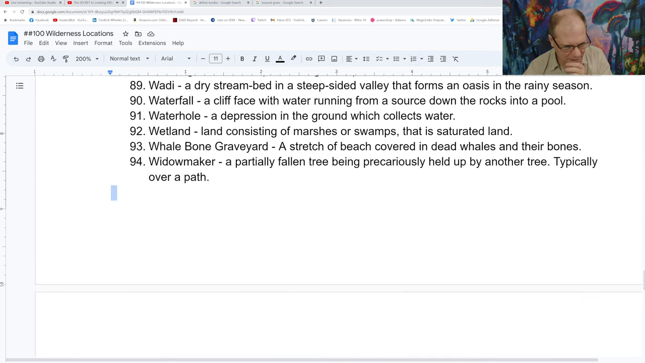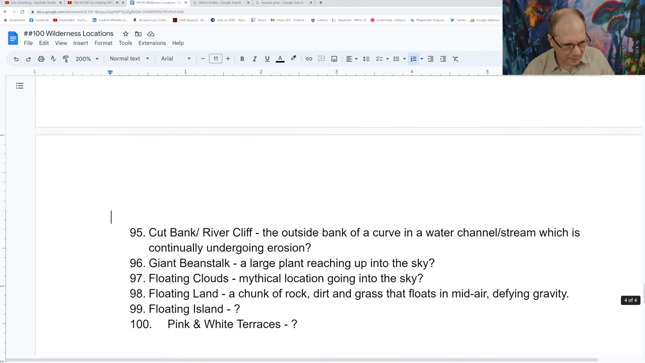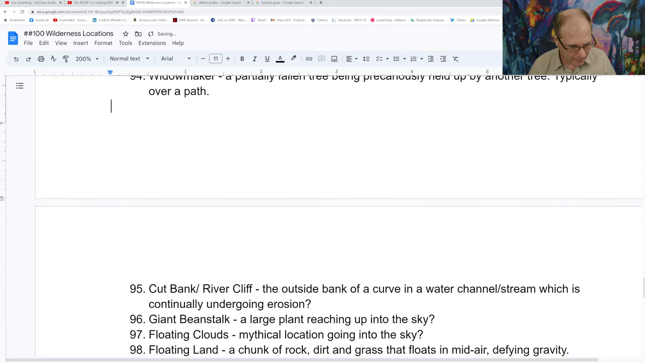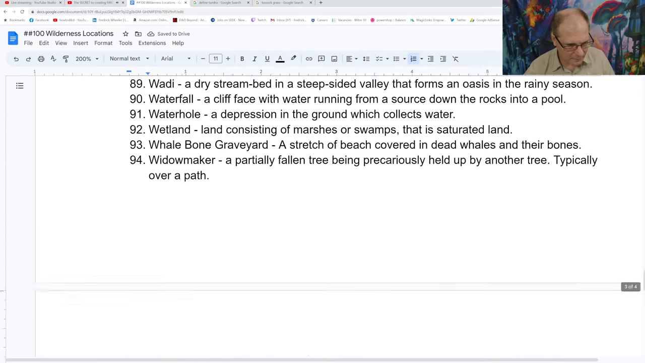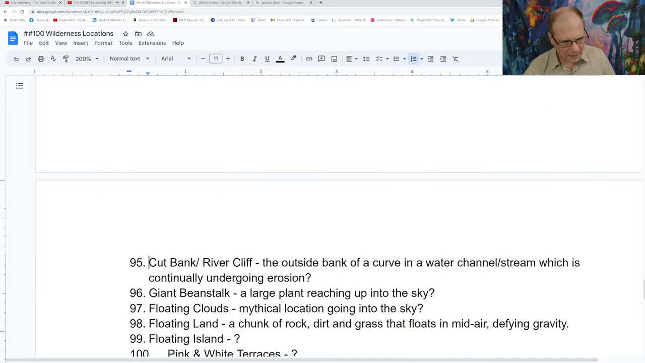Okay, so there's a space here. And we don't want to have a space there. We want to have this all linked. And I think it is now up to there. Cutback bank, the outside bank of a curve in a water channel, stream channel, which is continually undergoing erosion. Okay.